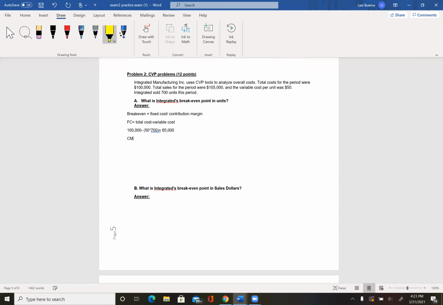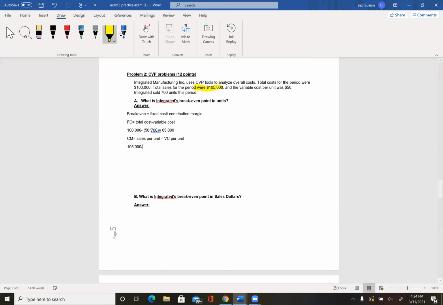And then your contribution margin formula is the sales per unit minus the variable cost per unit. Put that in there. To find the sales per unit, you're going to take the 105,000, which is your total sales found right up here.